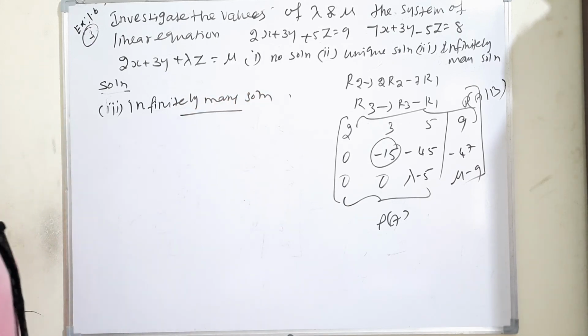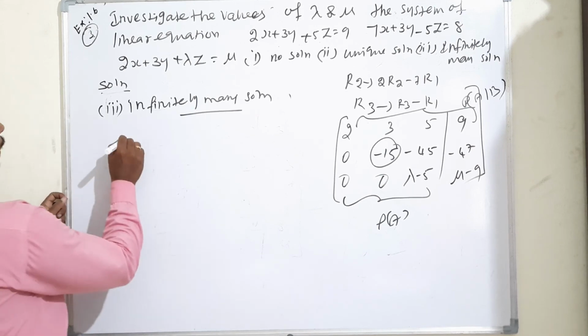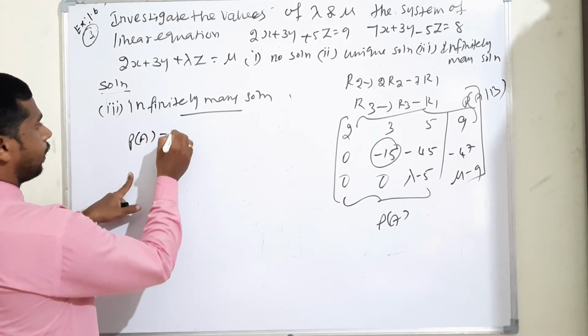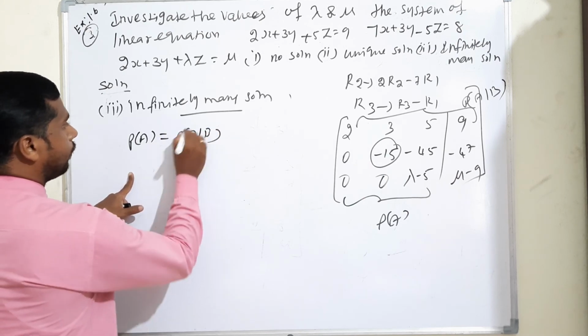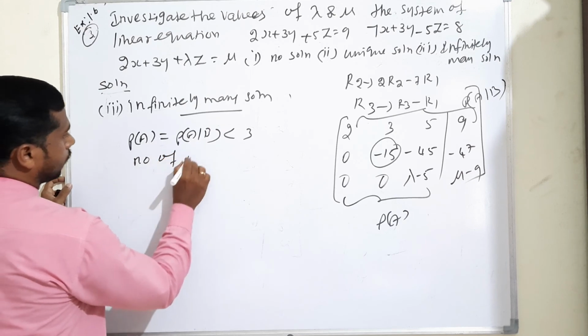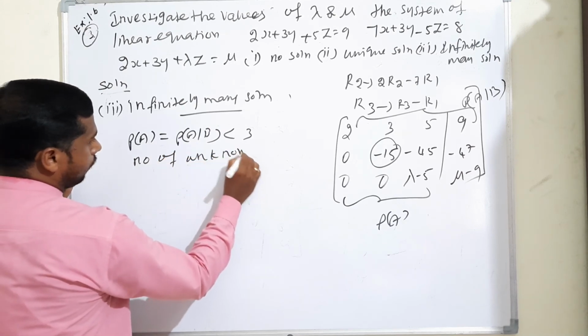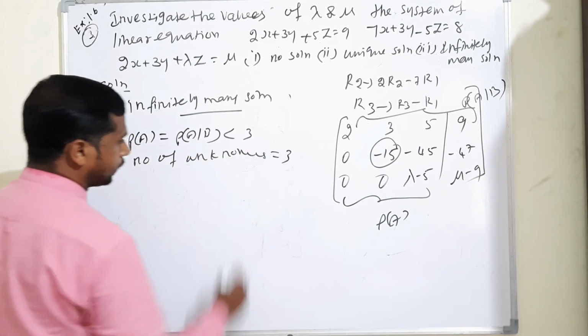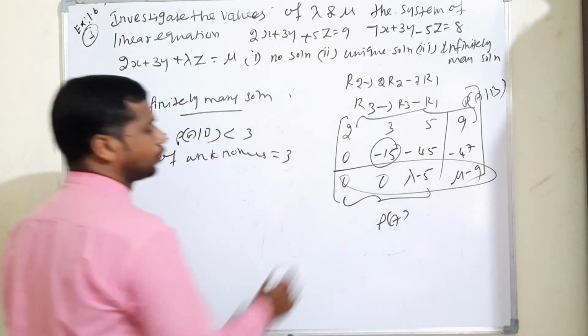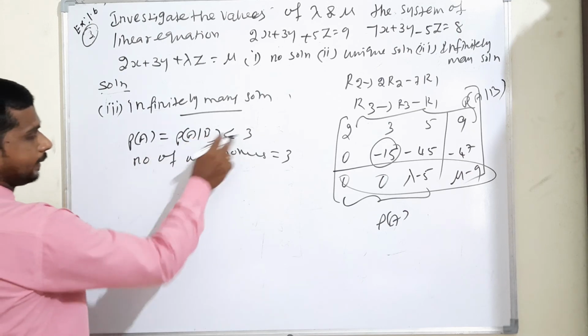What is the meaning of infinitely many solutions? Rank of A and rank of A with B less than 3. What is the meaning of 3? Number of unknowns. Number of unknowns is equal to 3. So less than 3 means the complete third row we have to show 0 row. Then only we can say less than 3.